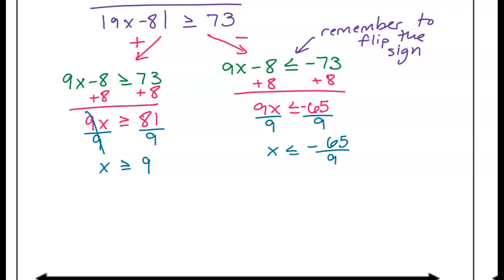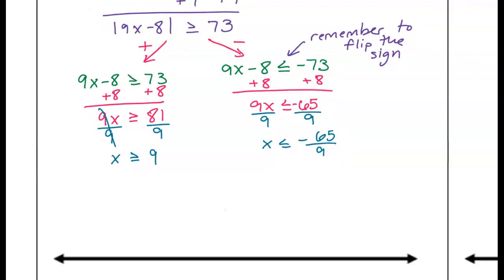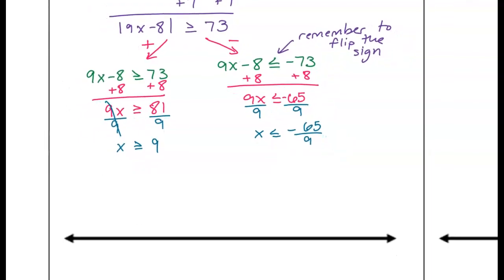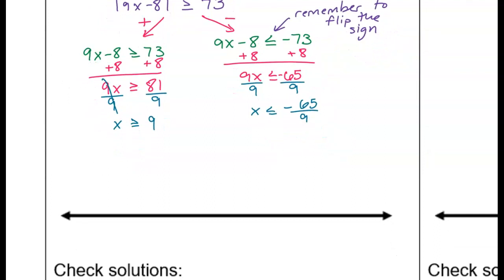65/9 cannot be simplified, so I leave it as negative 65/9. It's about negative 7.33 if I do it in my calculator, I think, if I remember correctly. Normally we would get much nicer numbers. So now that I found my two boundary points, I go ahead and place them on my number line. 9 is much bigger than negative 65/9, so I'm going to put 9 to the right and negative 65/9 on the left.